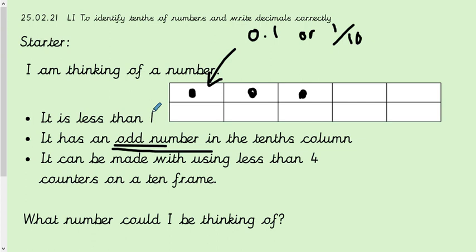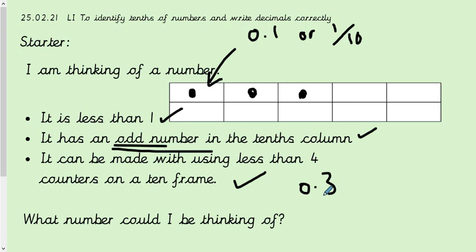So 0.3, it is less than 1. It's an odd number in the tenths column because it would be written like this, and that's the tenths column, therefore that's an odd number. And it can be made using less than 4 counters on a 10 frame. Yes, so it would fit all of that. So therefore it could be 0.3.